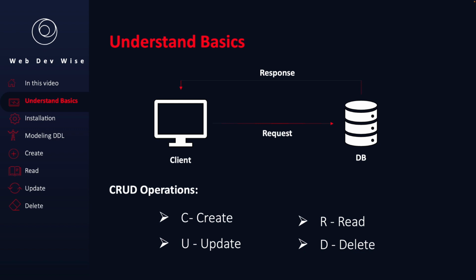What kind of request can we make to the database? The very first request could be a creation request. The second one could be a reading request or a search query. The third request could be to update the data which is already there in the database. And the fourth one is deletion of the existing data from the database. Altogether, it is called CRUD operations.